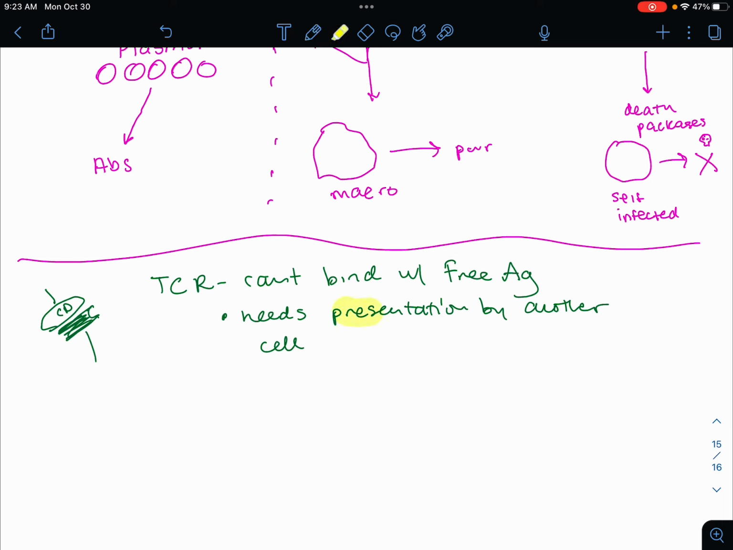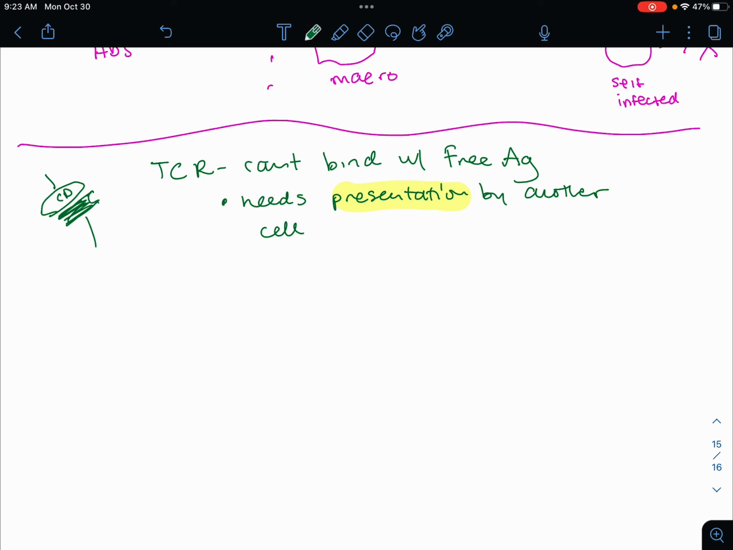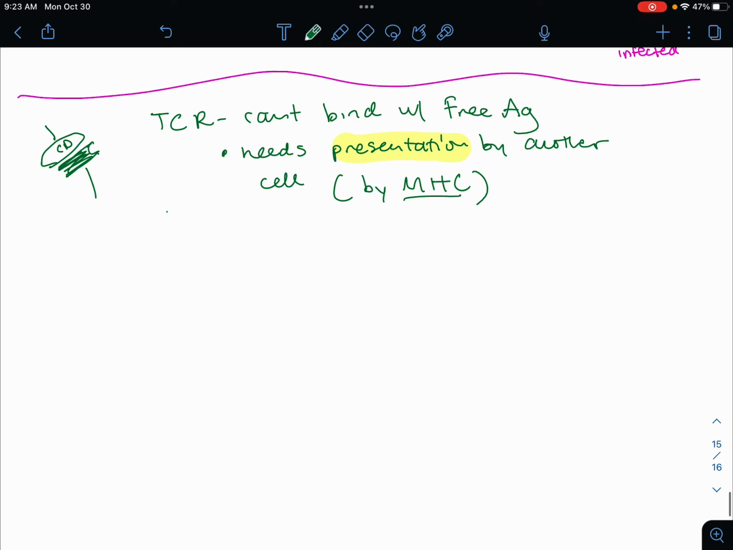We are going to be using the major histocompatibility complex, the MHC. And there are two types. We talked about class 2 already. So class 2 of the MHC is going to present exogenous antigens. Exogenous means they were taken up by the cell.